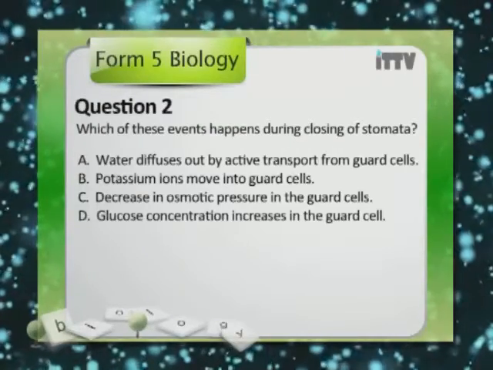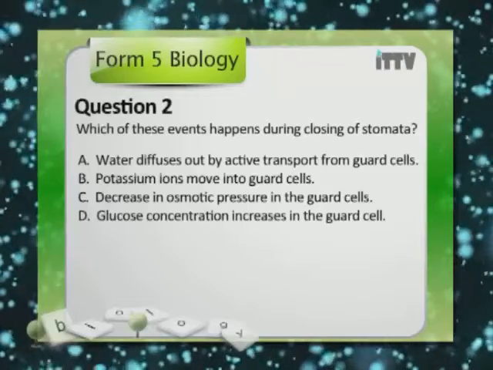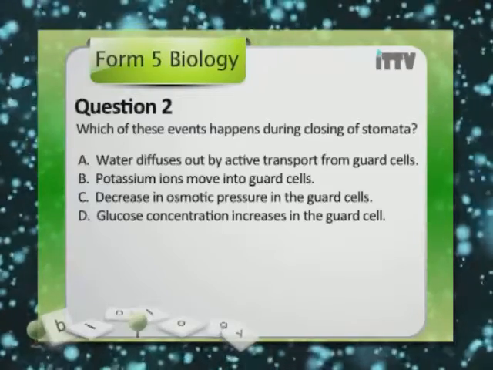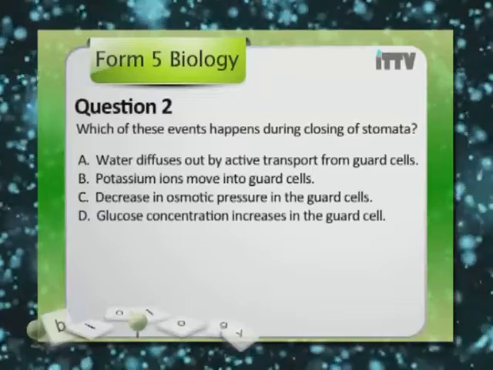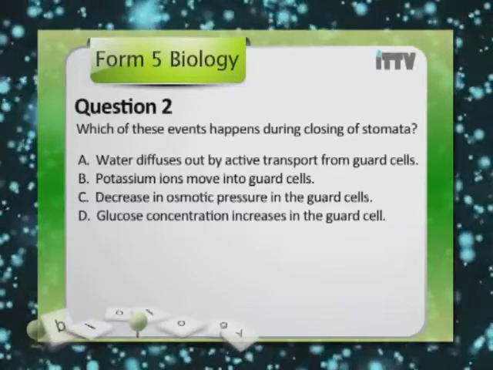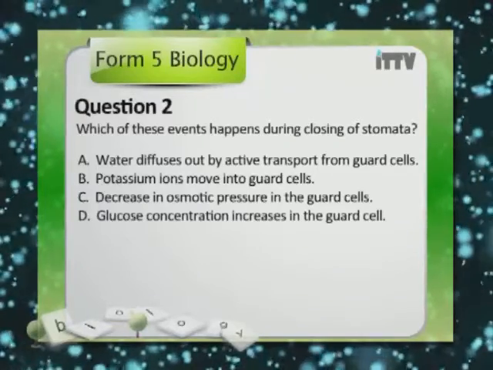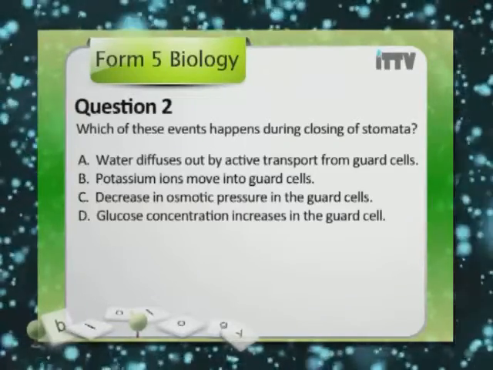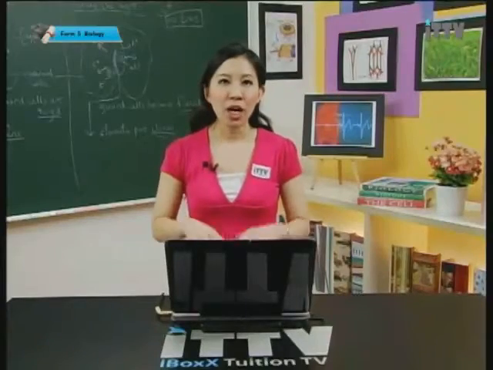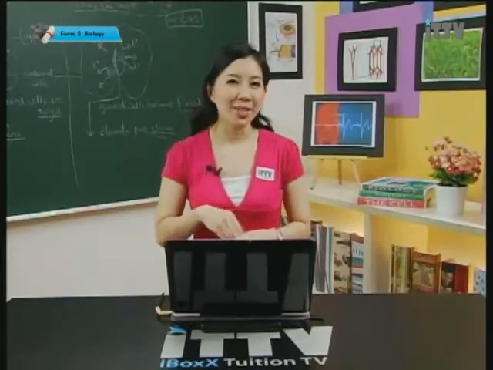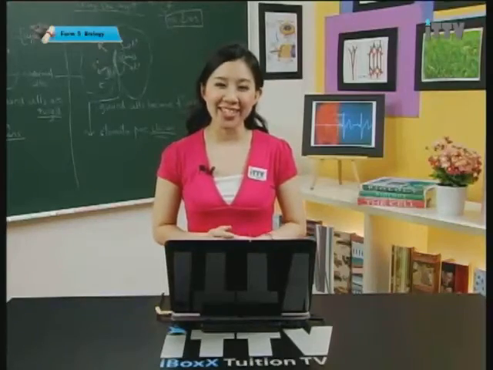Which of these events happen during closing of stomata? A. Water diffuses out by active transport from gut cells. B. Potassium ions move into gut cells. C. Decrease in osmotic pressure in the gut cells. And D. Glucose concentration increases in the gut cell. Now, look carefully at the options and don't be tricked by the tricky answers.